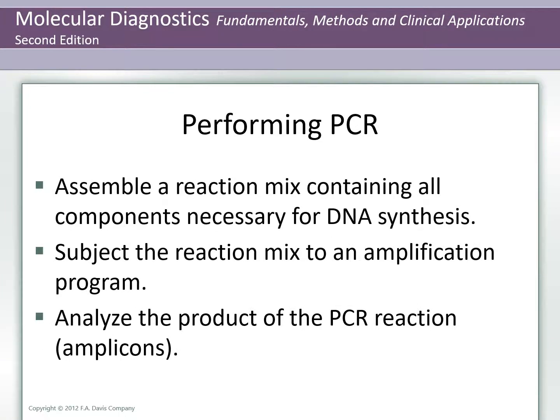This slide gives a high-level overview of a PCR procedure. When performing PCR, a reaction mix needs to be assembled containing all the components necessary for DNA synthesis. This includes some of the PCR components we discussed earlier, such as the short oligonucleotide primers, nucleotides, and polymerase. The next step is subjecting the reaction mix to an amplification program, and then the last step is analyzing the product of the PCR reaction. When the PCR procedure is complete, millions of copies can be produced, and these are called amplicons.